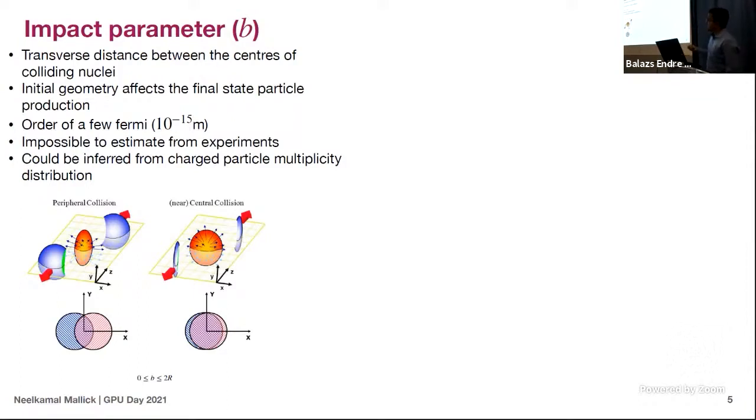And why is the impact parameter important? Because it is of the order of a few Fermi, and it is impossible to measure directly in experiments. But we can infer the value of the impact parameter from the multiplicity distribution. By multiplicity distribution, I mean the number of particles that we observe at the end of the collision. So if it is a central, head-on collision, then the number of particles will be more. And if it is a peripheral collision, then the number of particles will be less. But there is no exact way in which we can measure the impact parameter directly.